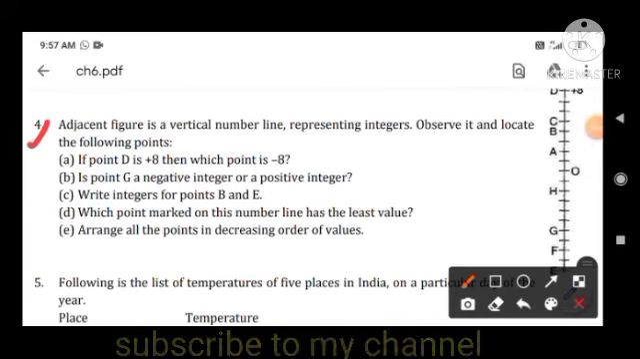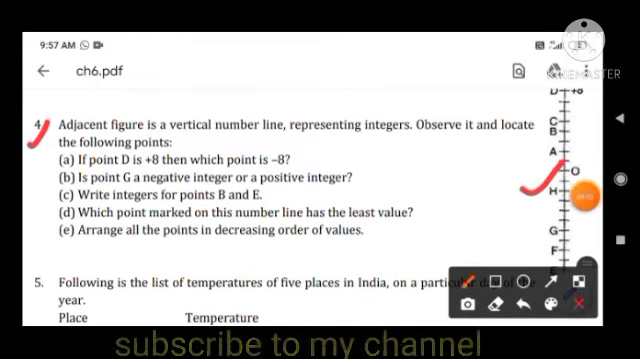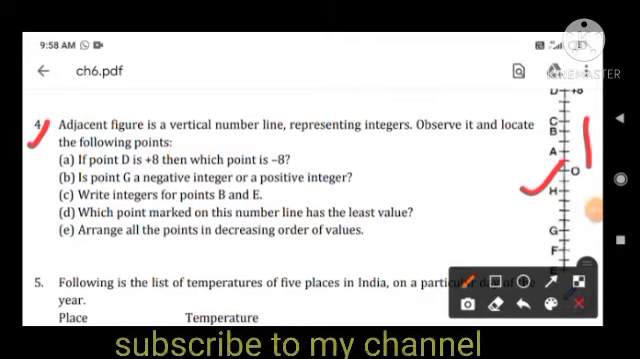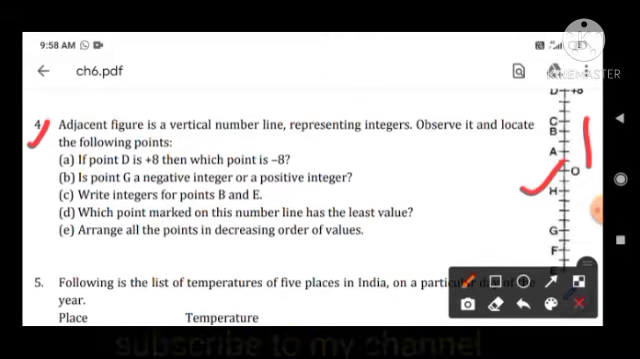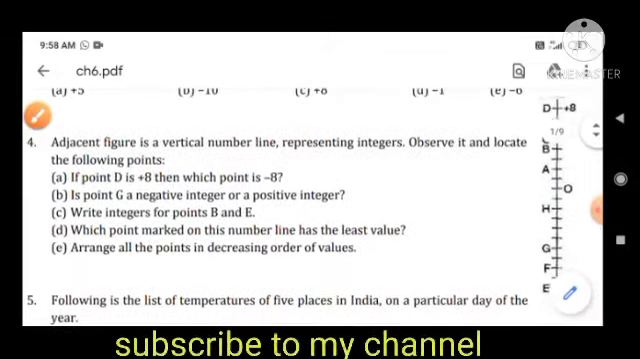The adjacent figure is a vertical number line. So here in the adjacent figure, you can see a vertical number line, isn't it? This given vertical number line is representing some integers. Observe it and locate the following points. We have to observe this and locate the points.